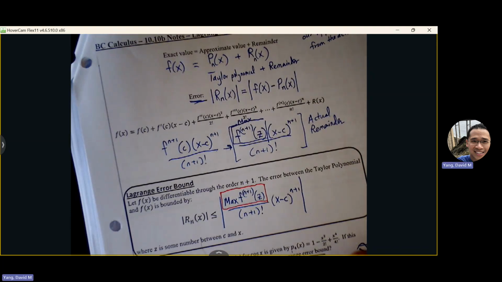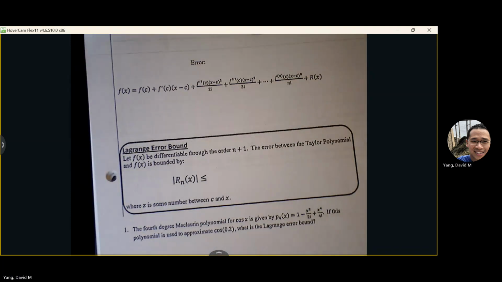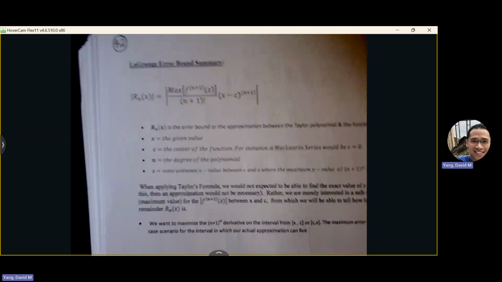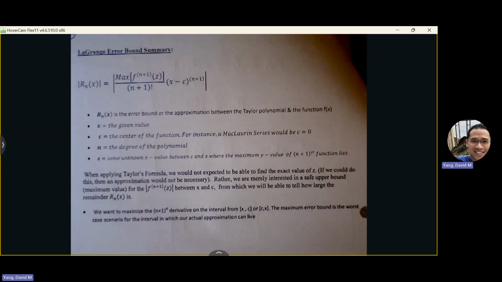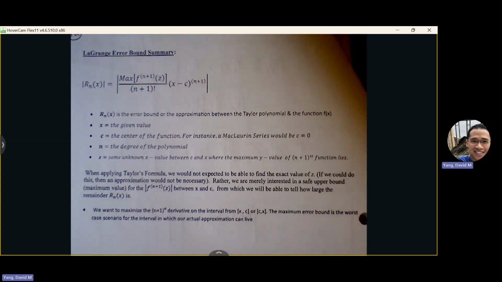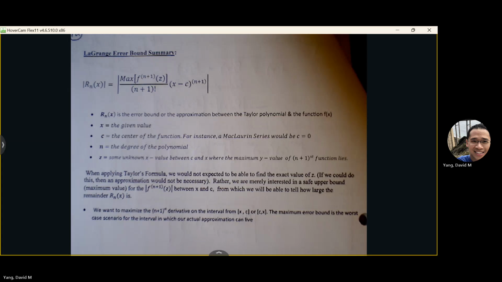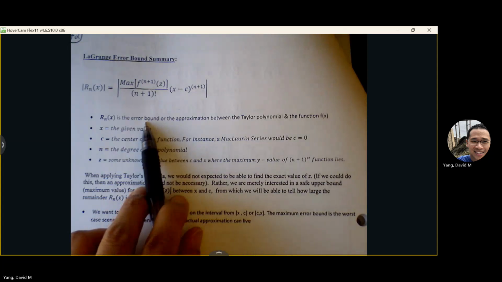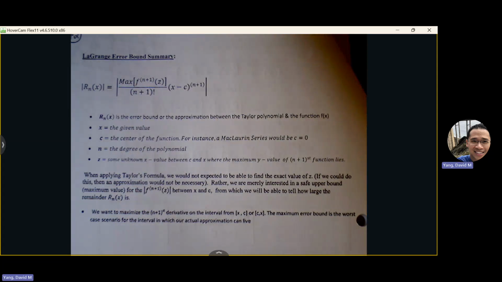Okay, next page, page 42. And this is where I can break down all the different parts of this Lagrange error bound. So R sub n of x is the error bound, or the approximation error between the Taylor polynomial and the actual function.